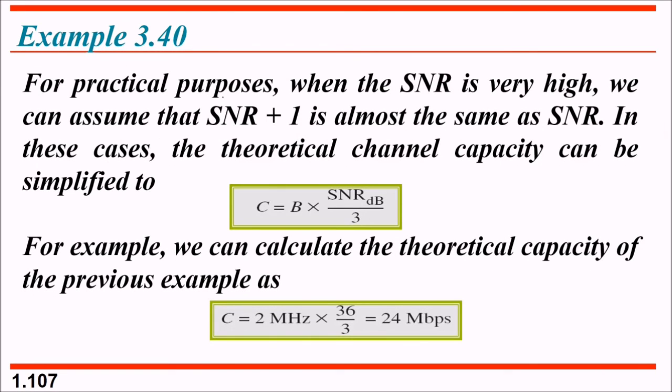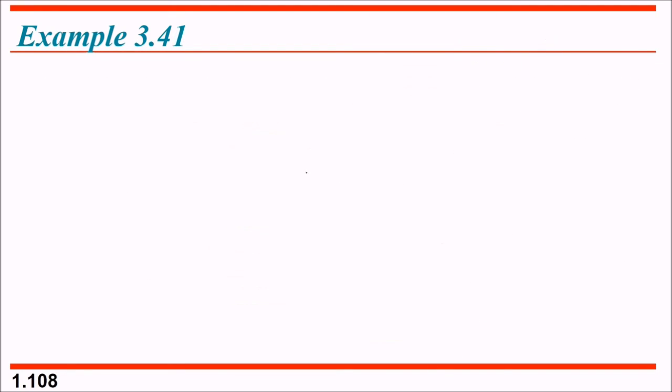Then the practical aspect. For practical purposes, when the SNR is very high, we can assume that SNR plus 1 is almost the same as SNR. So we don't have to do 1 plus SNR. In these cases, the theoretical channel capacity can be simplified to C equals B times SNR in dB divided by 3. We can calculate the theoretical capacity in the previous example by placing 2 megahertz times 36 divided by 3. That is 24 Mbps.